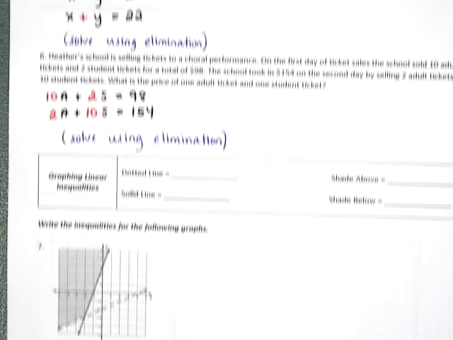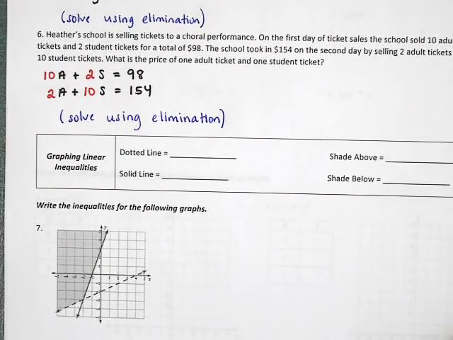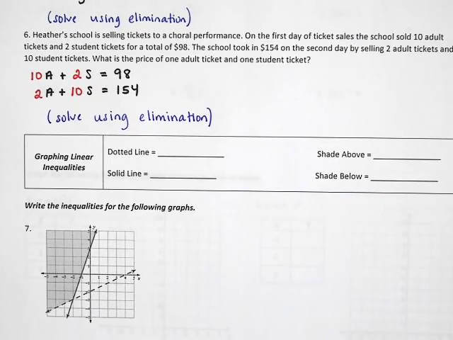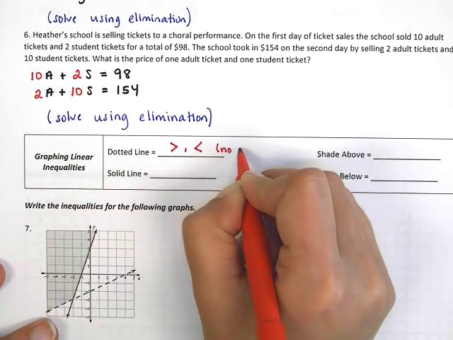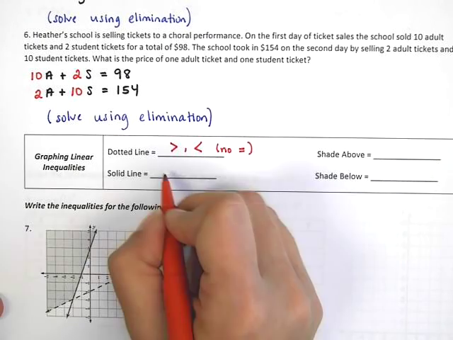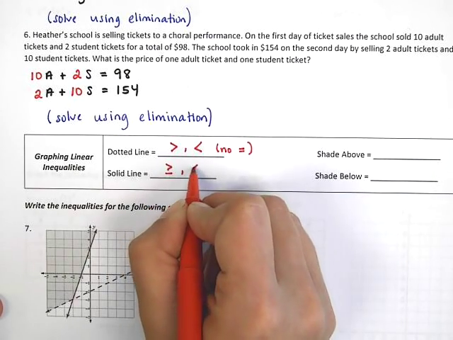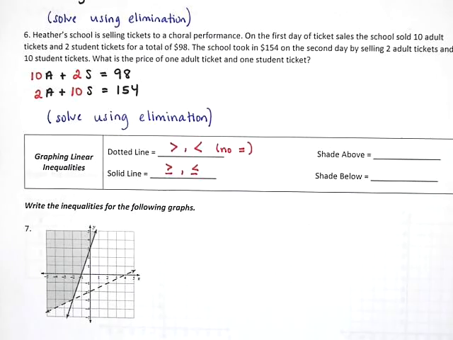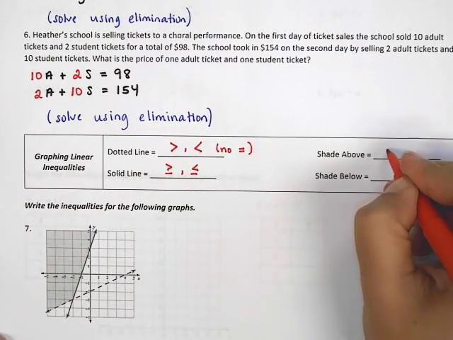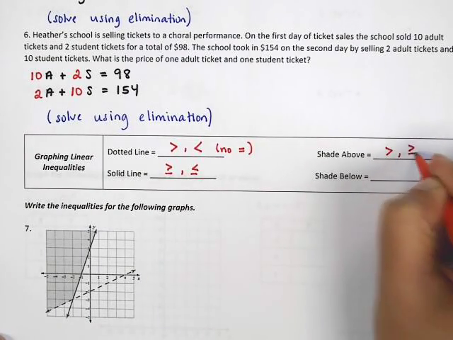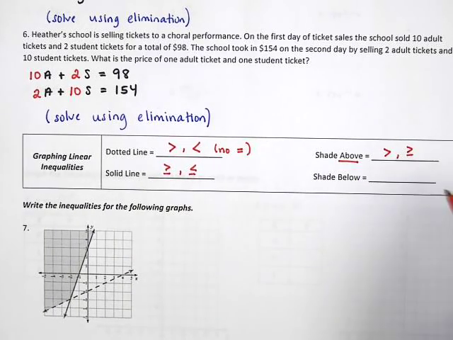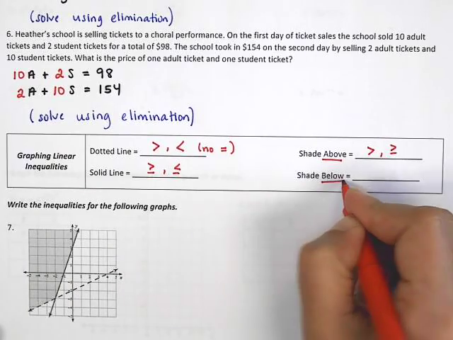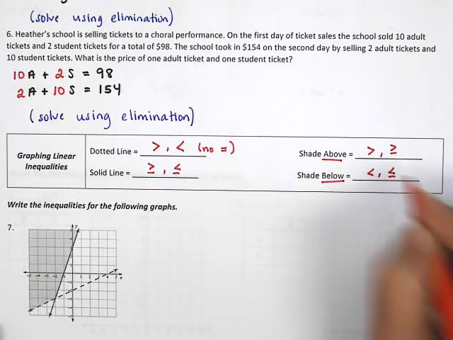The final thing that we learned in this chapter was how to graph linear inequalities. So we said that when there's a dotted line, it's because we either had a greater than or a less than. There was no equal to. When we had a solid line, it was greater than or equal to or less than or equal to. We shaded above when we had a greater than or equal to. So above was always greater thans. And we shaded below when we had a less than or equal to.